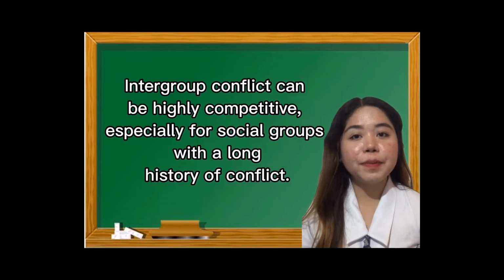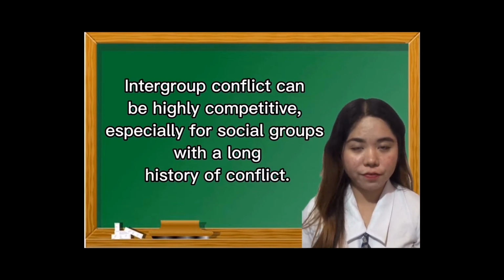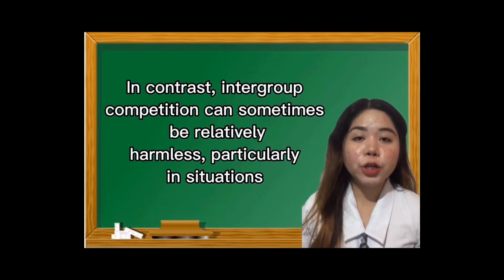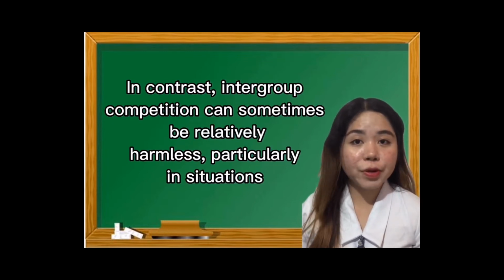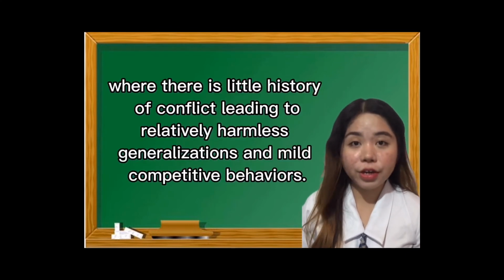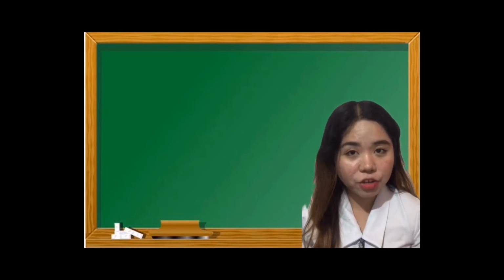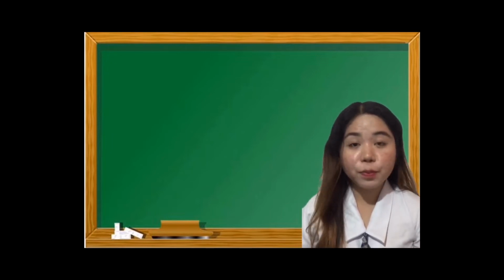Intergroup conflict can be highly competitive, especially for social groups with a long history of conflict. In contrast, intergroup competition can sometimes be relatively harmless, particularly in situations where there is little history of conflict, leading to relatively harmless generalizations and mild competitive behavior. So commonly, intergroup conflict is recognized amidst racial, ethnic, religious, and political groups.